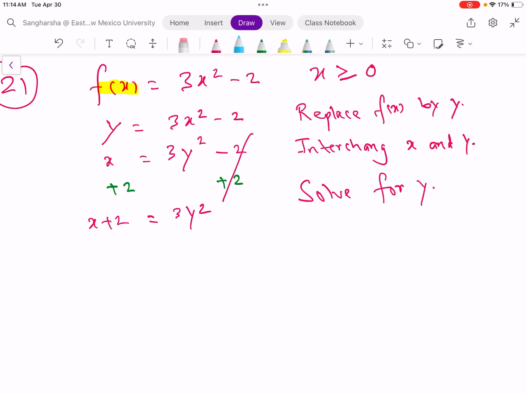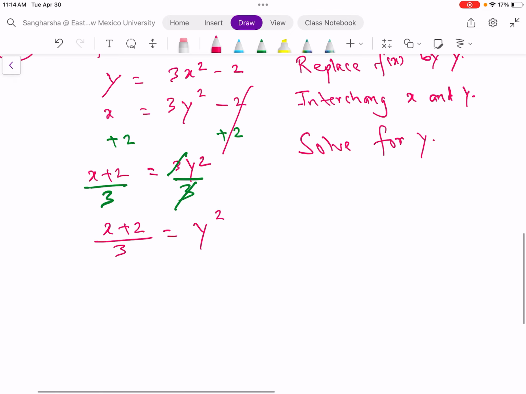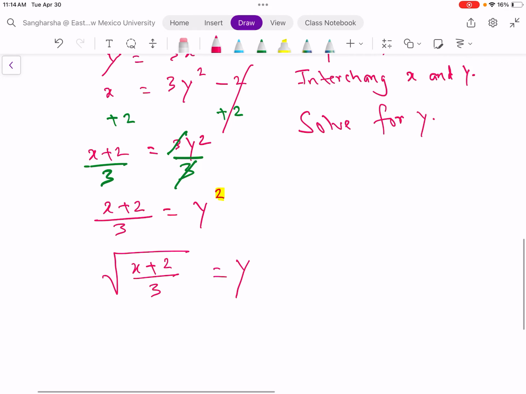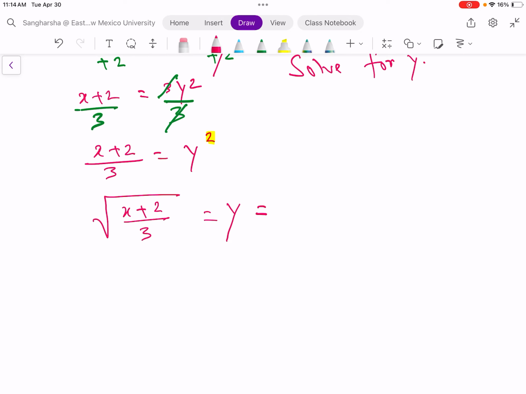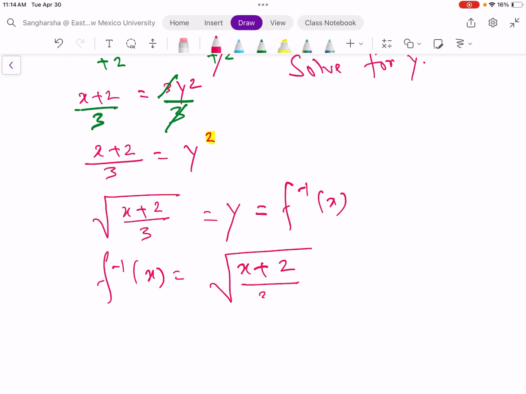Now we need to get rid of the 3. So we divide both sides by 3. This 3 cancels, so we have x plus 2 divided by 3 equals y squared. Now we have a square, and how do we get rid of the square? We take the square root, right? We get the square root of x plus 2 divided by 3 equals y. Now this is your inverse function. So you can replace y by f inverse of x. So the inverse function is f inverse of x equals the square root of x plus 2 divided by 3.